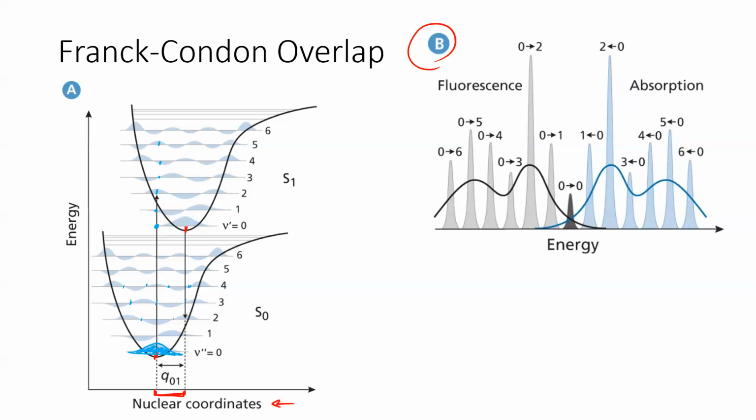And we can see this in part B here, right? The 0 to 0 intensity is very low because there's very little overlap between the two wave functions. And then 0 to 2, of course, is our peak because that's where the most overlap is. 0 to 4, 0 to 5 have some. 0 to 6 has a little bit. 0 to 3, not a whole lot.